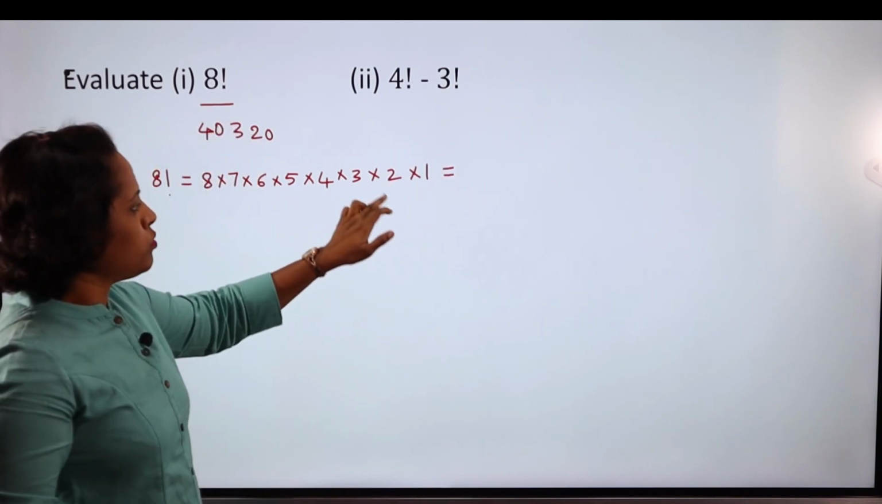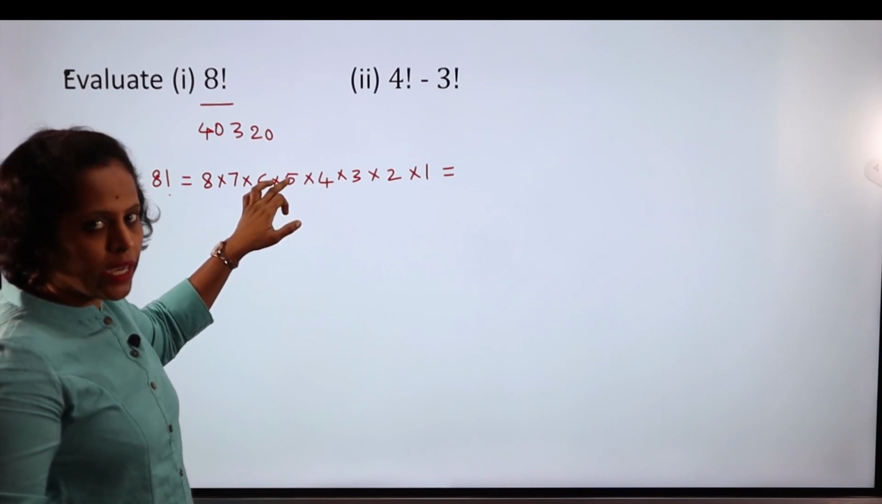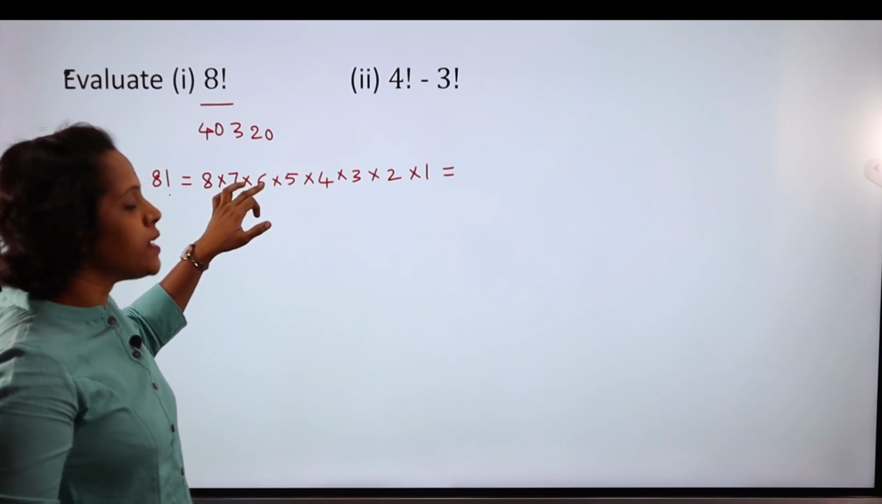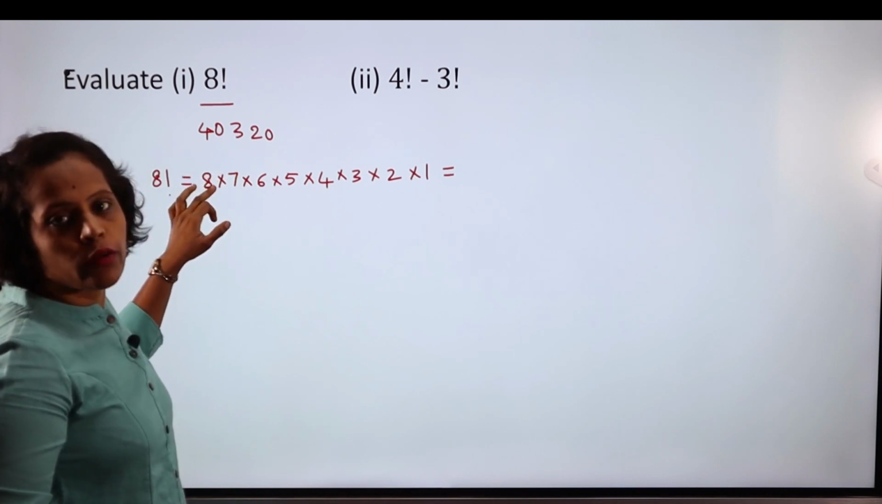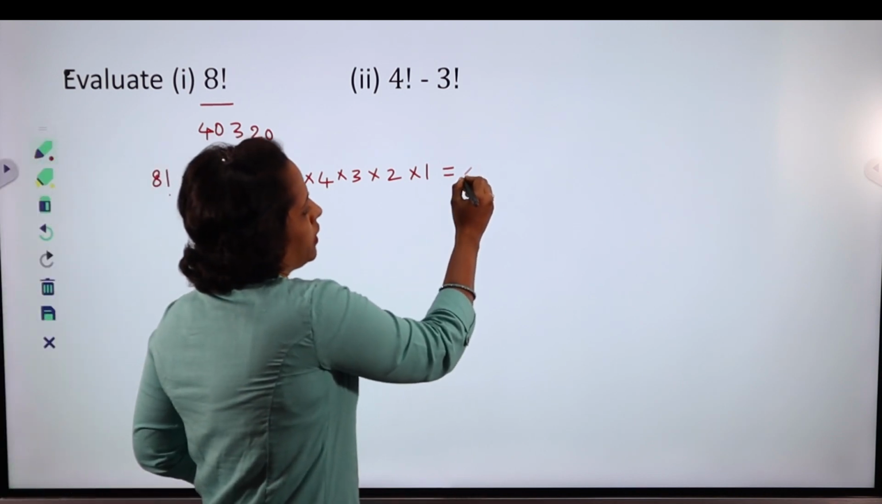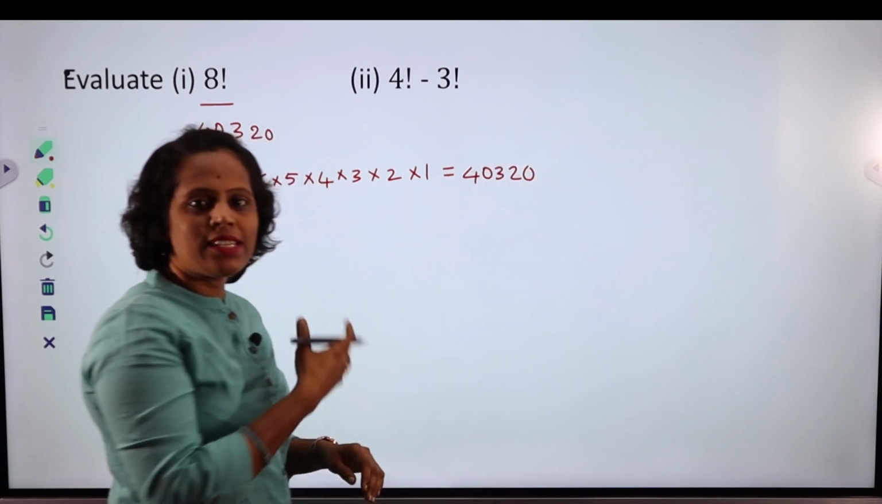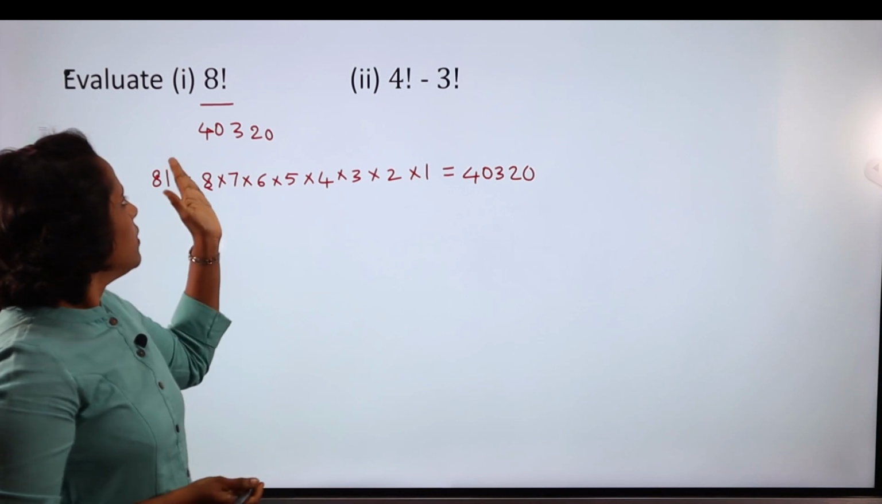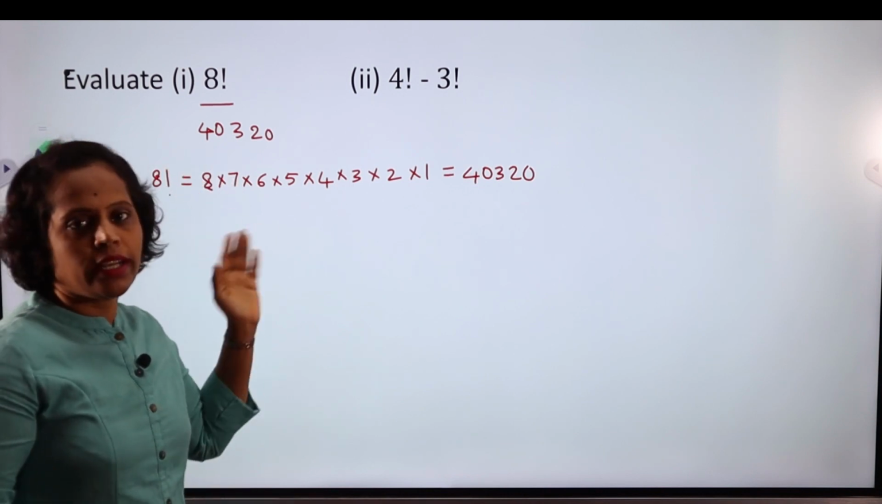1 2s are 2, 2 3s are 6, 6 4s are 24, 24 5s are 120, 120 6s are 720, 720 7s are 5040, 5040 into 8 is 40320. Why waste so much time here? It's better we remember the value of 8 factorial, which is 40320.